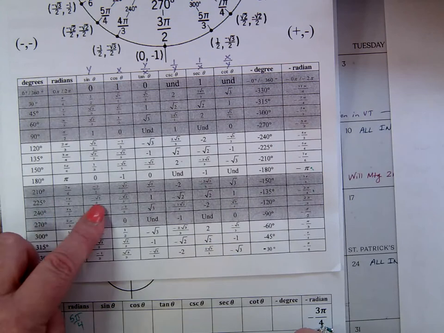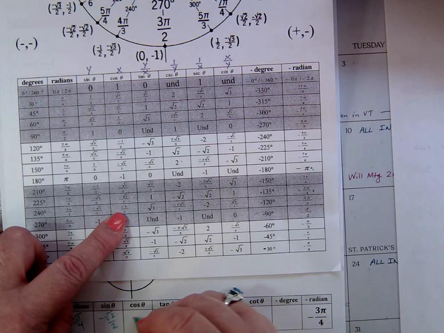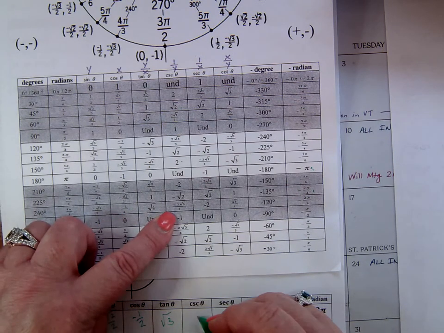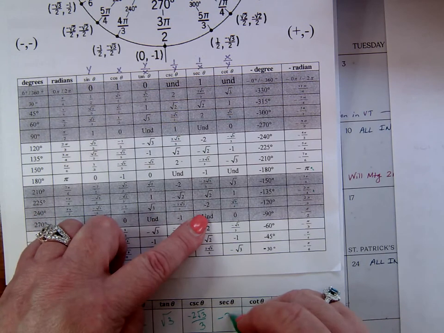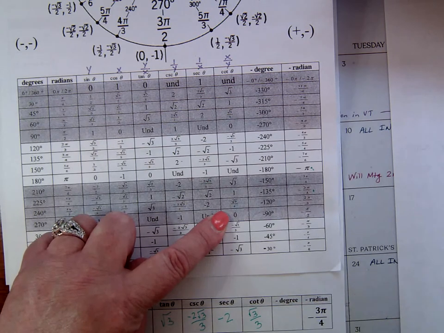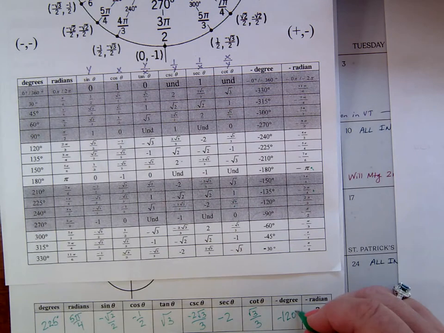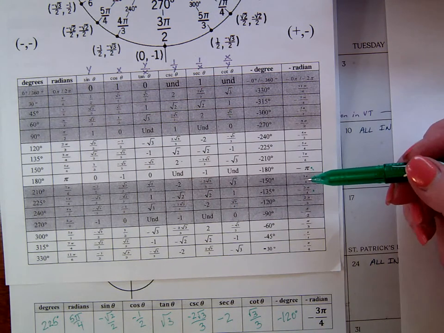The sine is a negative square root of 2 over 2. The cosine is a negative 1/2. The tangent's a square root of 3. The cosecant is negative 2 square roots of 3 over 3. The secant's a negative 2. And the cotangent is a square root of 3 over 3. The negative degrees would be negative 120. So all you needed to do was fill in that row based off of the information that they gave you here. So this chart's going to be really super duper handy for you in being able to do this whole section.